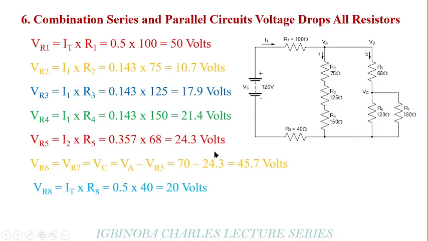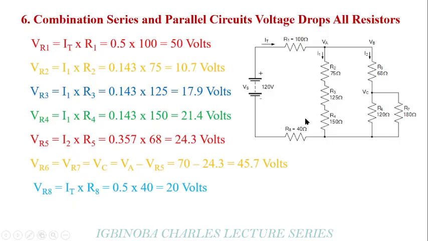Now, the voltage drops at R6 and R7 are the same. So all we need to do is to say VC. Our VC will simply equal VA minus VR5, the voltage drop across this point. So the voltage at VA is 70 and the voltage drop across this point is 24.3. When we subtract, we get the voltage drop at this point to be 45.7 volts. So that saves us the stress of trying to look for the current through this part before using the current to multiply the resistance.